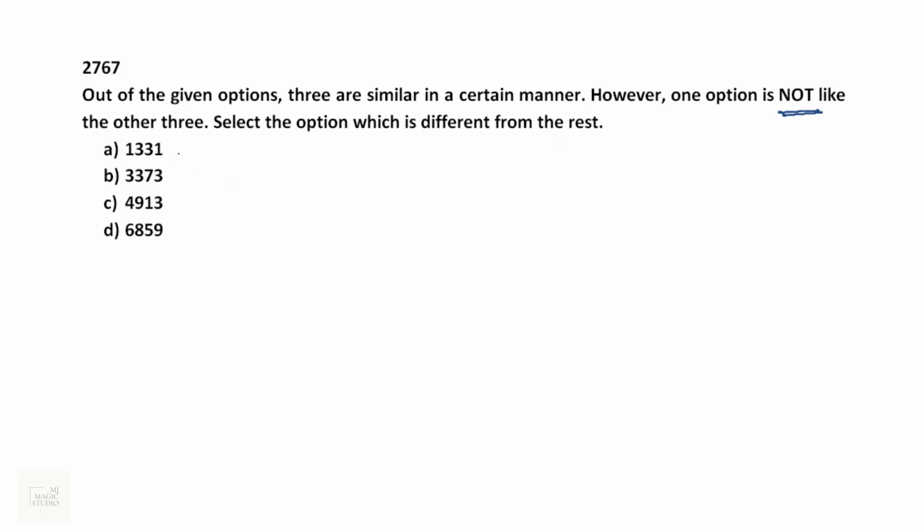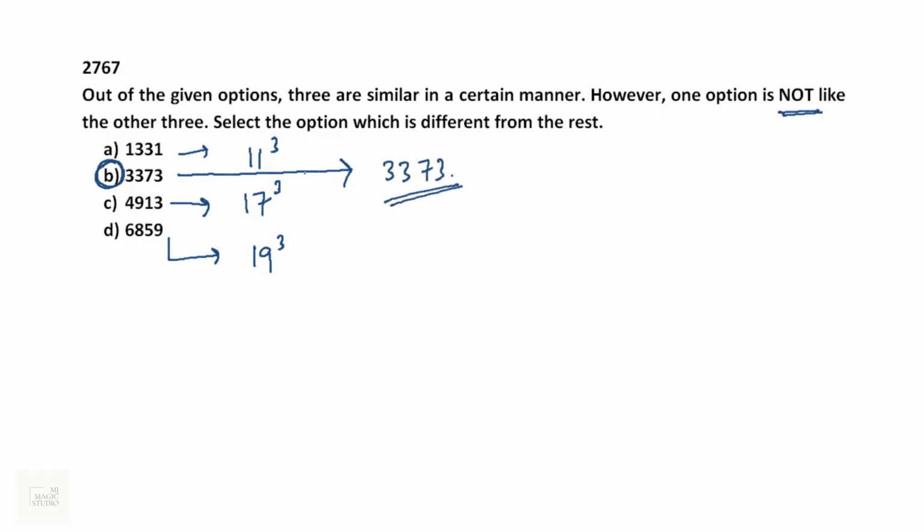Okay. 1331, we know that it is 11 cube. 4913 is 17 cube. 793, yes. And 6859 is 19 cube. But 3373 is not the cube of any number. Yes, option B is the odd one out. 3373 is not cube of any natural number, otherwise the remaining 3 are.